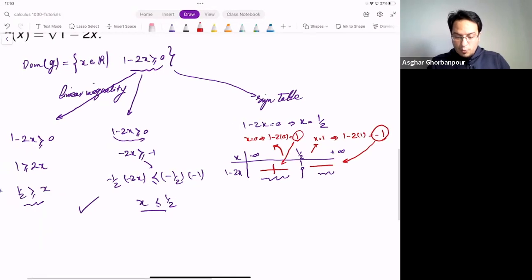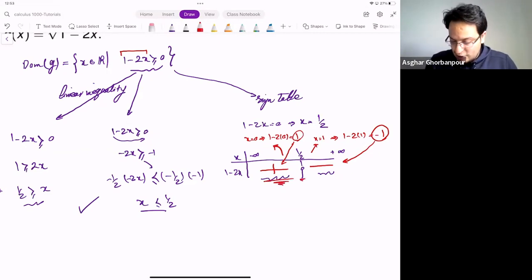Now, we are interested in 1 minus 2x being bigger than or equal to 0. It means that we are interested in the positive part or 0. So that's why you have negative infinity.